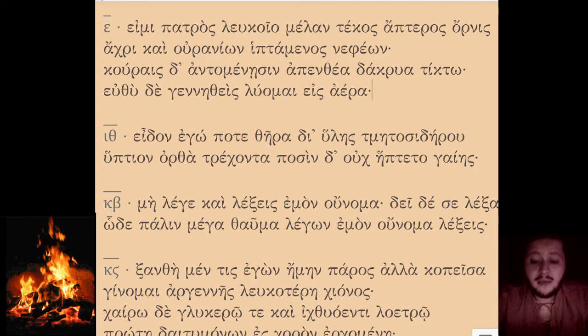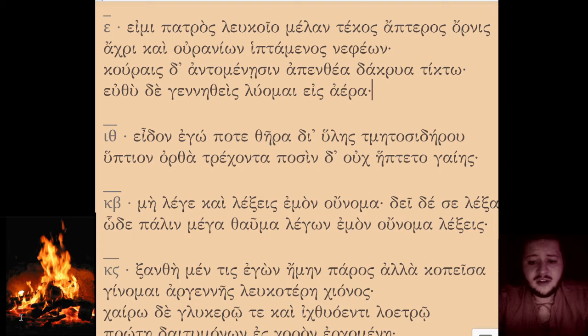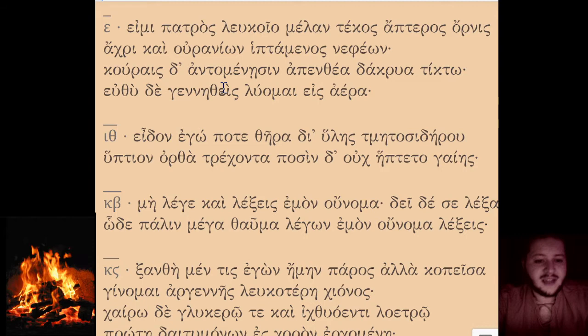So then we've got euthu, which means right away, straight away. Usually it's an adjective that means straight or direct, but it can also be an adverb that means right away. So I think here it's straight away because we have an "and" right after it. And straight away, we've got the de here meaning "and". Then we have genetheis. I keep going back to my ancient Greek pronunciation ways. Genetheis means having been begotten, having been born. And then we have lyomai, I am released. Then eis aera, and this means into, and aera means air. It's related to the word air, so it sounds like air. It is air, aera.